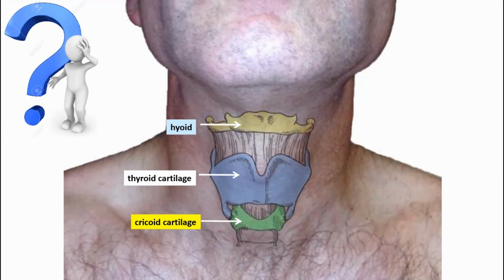Now, you can see that there are gaps between these 3 bones, and these gaps are filled with fibrous membranes, and the name of these membranes is composed of the 2 names of the 2 cartilages, or the cartilage and a bone. What do you call the membrane between the thyroid cartilage and the hyoid bone? It is called the thyrohyoid membrane.